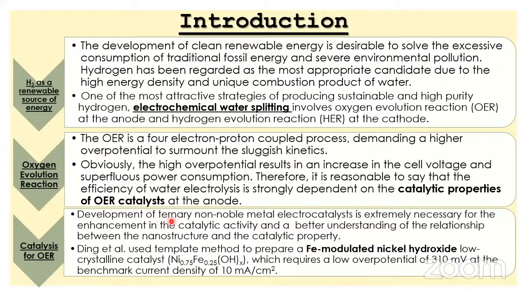The development of ternary non-noble metal electrocatalysts is mostly necessary in this case, and Ding et al. used a template method to prepare an iron-modulated nickel hydroxide low crystalline catalyst, which requires a low overpotential of 310 millivolts at a benchmark current density of 10 milliampere per centimeter square.